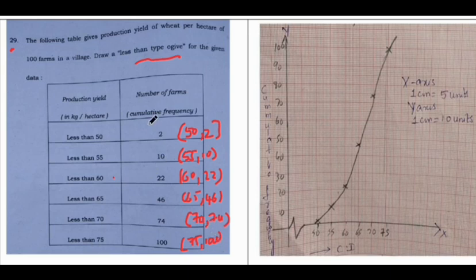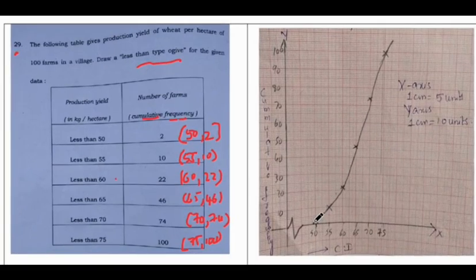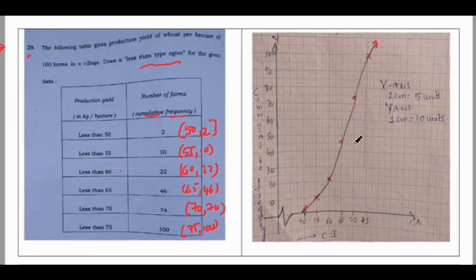One thing we have to remember, students, they have already given the cumulative frequency, so don't add up. If frequency is given, we have to take the cumulative frequency by adding the frequencies. Here directly the question indicates cumulative frequency, so no need of adding. Plot these points in the graph. So 50 comma 2 lies here, 55 10, 60 22, 65 46, 70 74, and 75 100. Join with your free hand, and the less than ogive type curve looks like this.